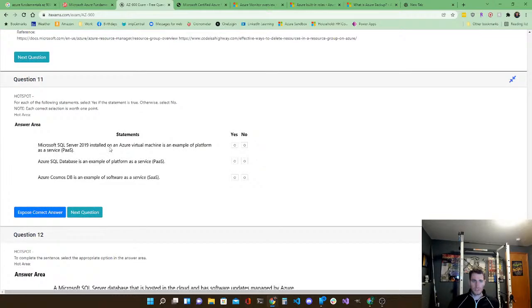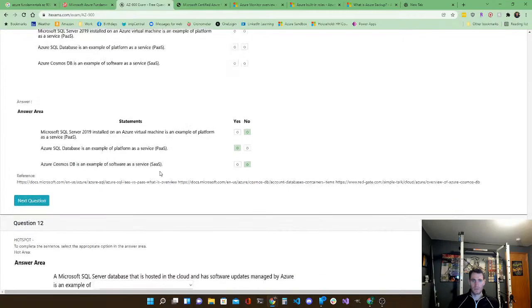SQL Server 2019 installed on an Azure VM is an example of platform as a service. No, that would be infrastructure as a service. Azure SQL Database is an example of platform as a service. That's true. Azure Cosmos DB is an example of software as a service. It is not, as we learned earlier. So, what was it? No, yes, no? Yeah, no, yes, no.